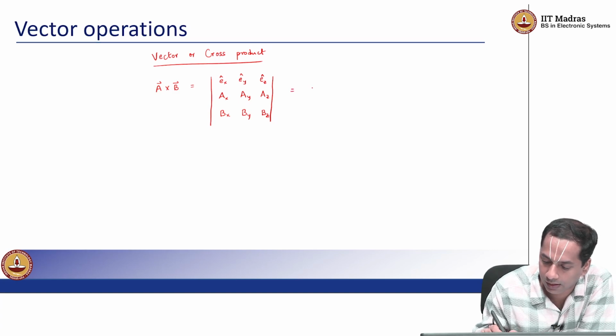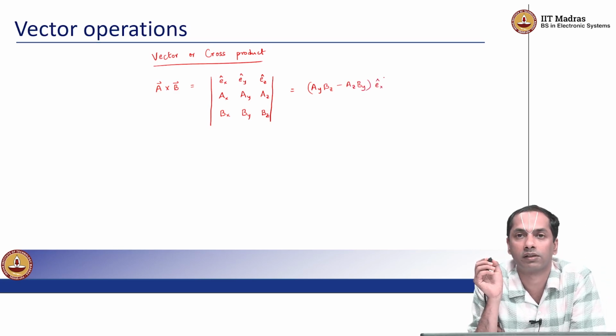So you can write this as ay bz minus az by, which gives us the x component of the vector. So the vector or the cross product takes two vectors and maps it to the vector space itself, whereas the scalar or the dot product takes two vectors and maps it to a scalar number.